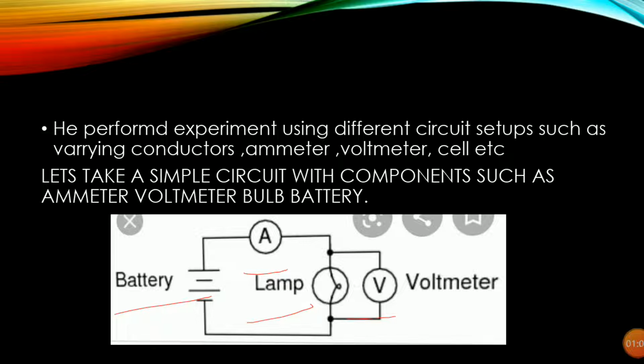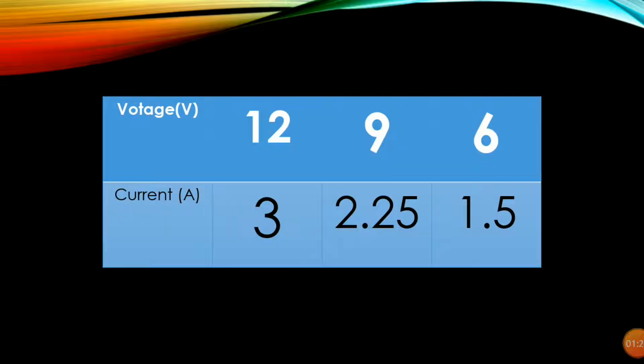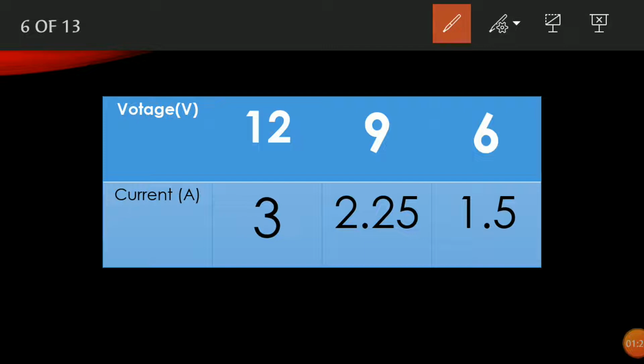Let's take a simple circuit with components such as ammeter, voltmeter, bulb and a battery. Let's perform an experiment by varying the potential difference and note our readings in the ammeter. For a potential difference of 12 volts, we obtained a current of 3 amperes. For 9 volts, we obtained a current of 2.25 amperes. And for 6 volts, we obtained a current of 1.5 amperes.